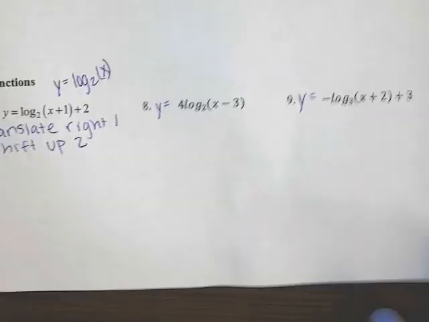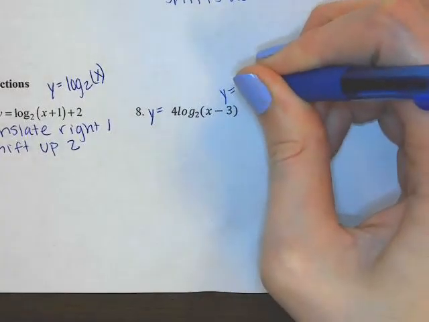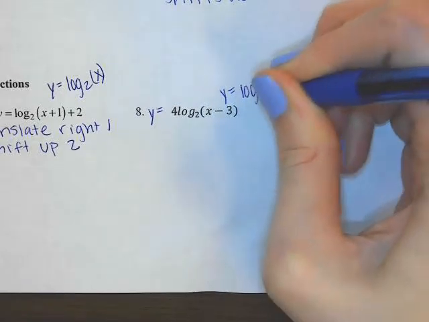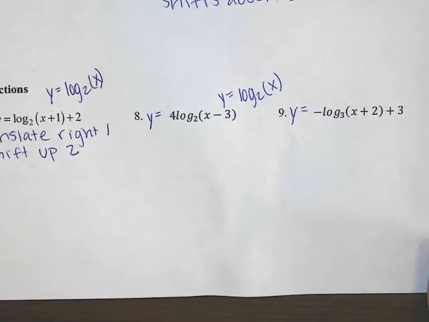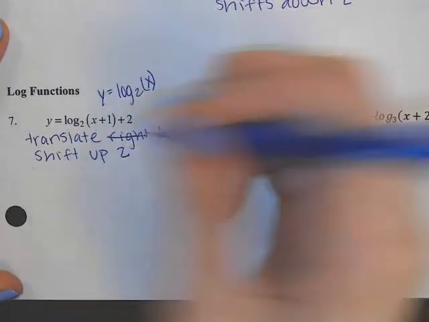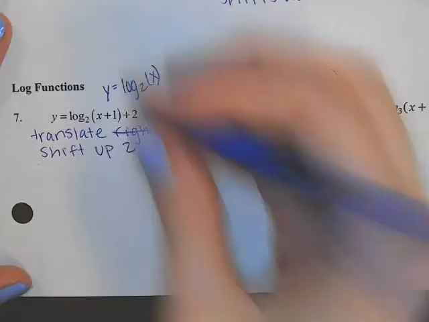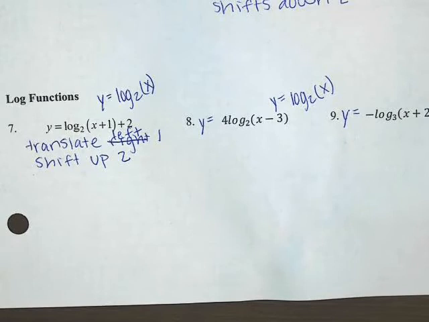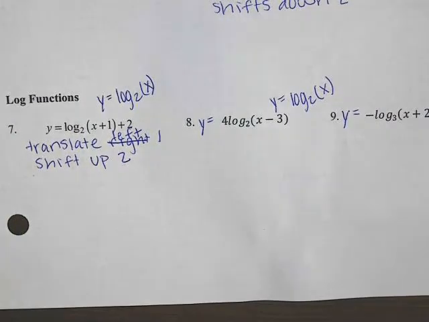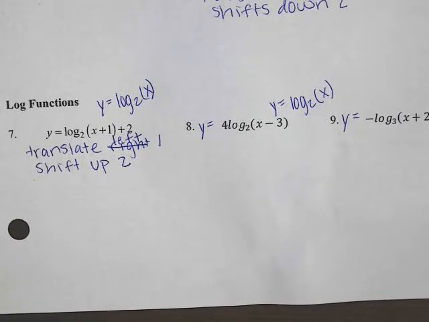All right, let's do number 8. What's the parent? Y equals what? Did we save right? Sorry, guys. That's on me. I should have fixed that. It's left. It is left. Thank you for whoever caught that.